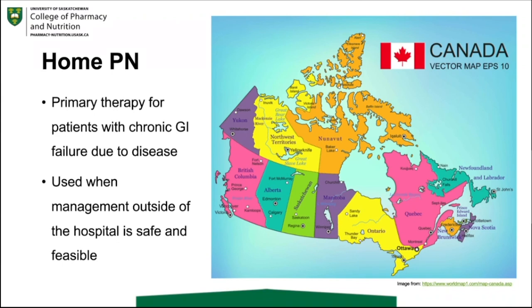There are 12 home PN programs in Canada. There is only one home PN program in Saskatchewan, which is located in Regina. The other 11 programs are indicated on the map and are located in Vancouver, Calgary, Edmonton, Winnipeg, Hamilton, Toronto, Ottawa, Montreal, which has 2, Quebec City, and Halifax. As part of home PN programs, PN supplies are delivered to the patients for free, and individuals are supported by a multidisciplinary team that typically includes a dietitian, physician, nurse, and pharmacist.